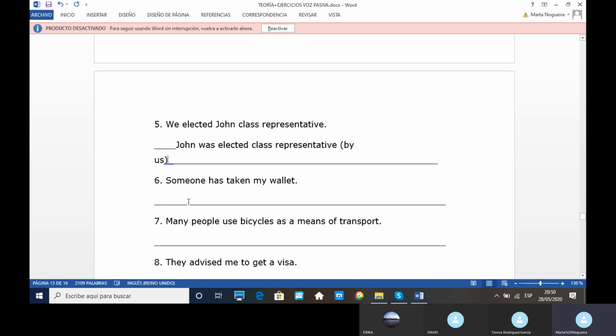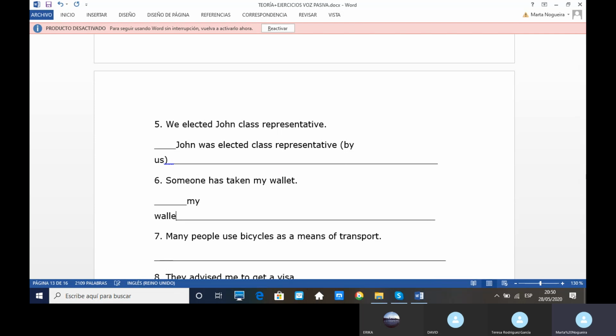Someone has taken my wallet. My wallet has been taken. You could say by someone. It is not necessary, okay? My wallet has been taken. Fijaos bien. Tenemos las mismas partes. Controlad muy bien si es pasiva, activa.